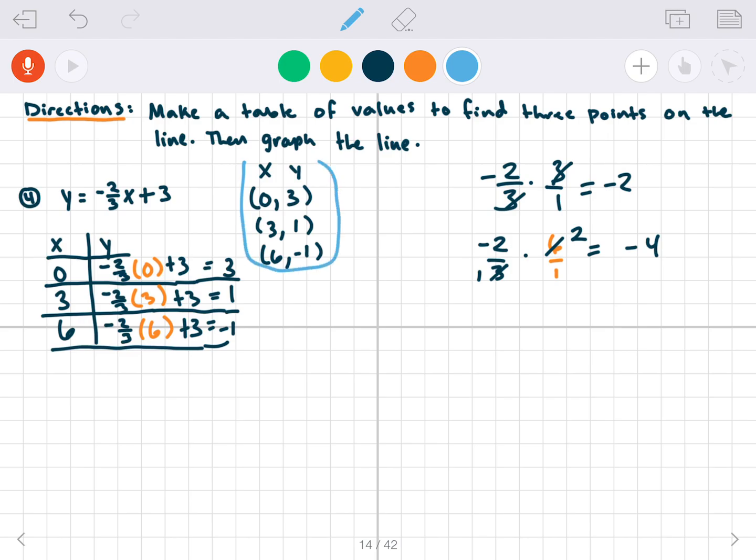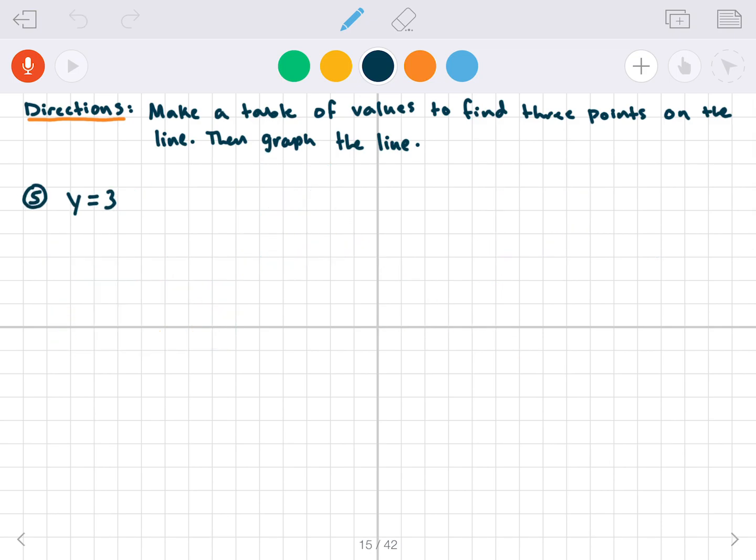Now let's go ahead and plot these points. When x is 0, y is 3. Starting at the middle, so moving nowhere left to right, y is 1, 2, 3, right here. When x is 3, y is 1, so starting at the middle, 1, 2, 3, go up 1. When x is 6, y is negative 1, so starting at the middle, 1, 2, 3, 4, 5, 6, then down 1 for that negative. And that's our line. That's our graph.